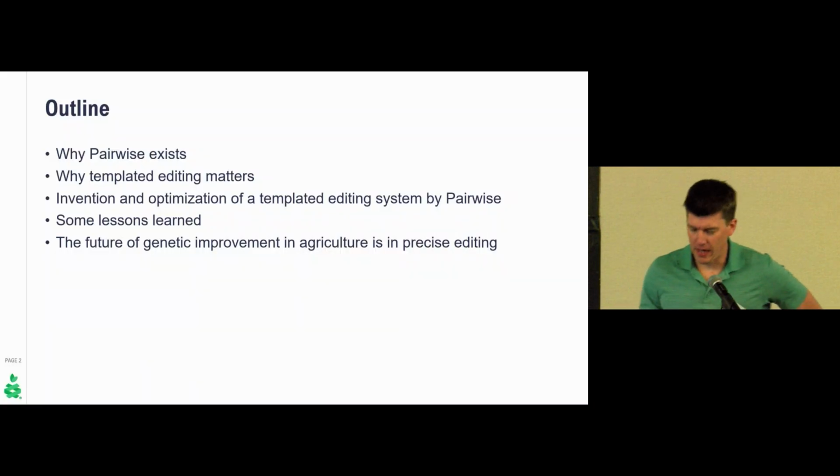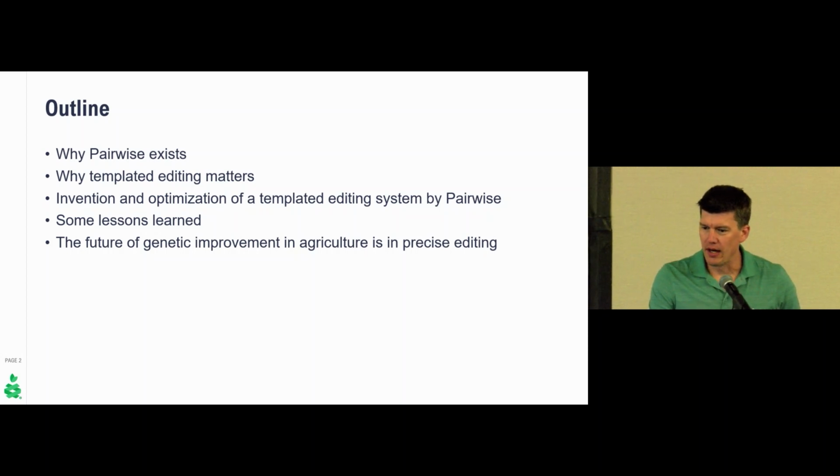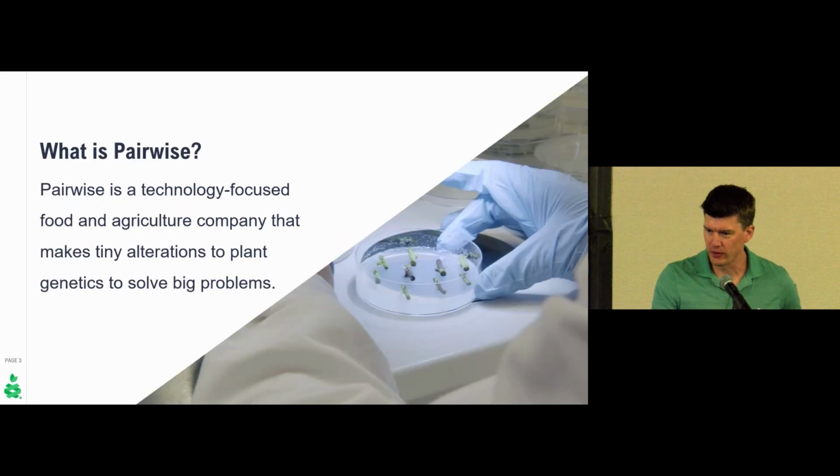So the outline, I'm going to give you a few brief comments on why Pairwise exists. One slide on why templated editing matters. That will not be a comprehensive assessment, but it's one of my thoughts. And then a story on the invention and optimization of our templated editing system, and some lessons learned from that and other work that we've done in tool development. And then one story about what I think is part of the future of genetic improvement in agriculture.